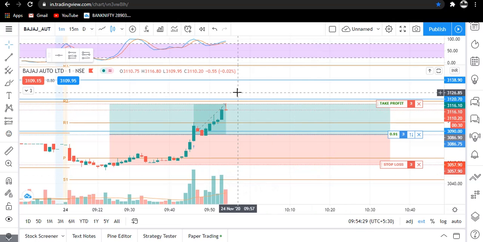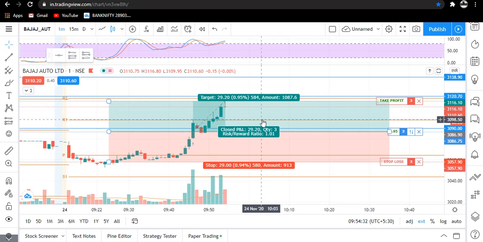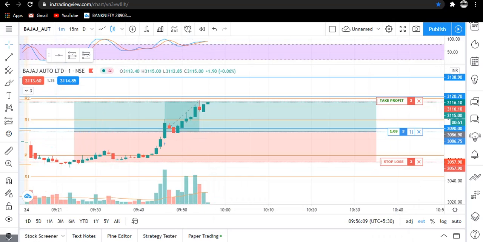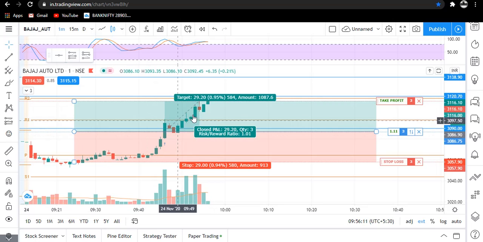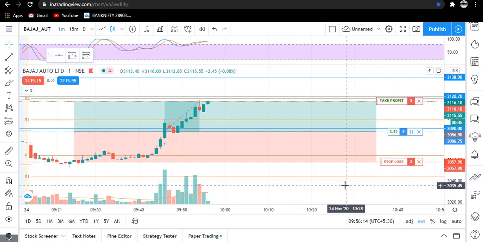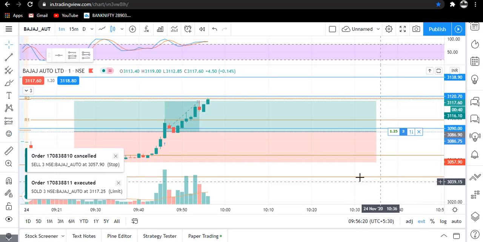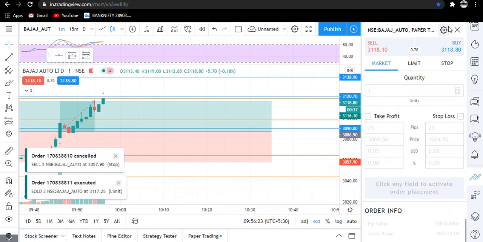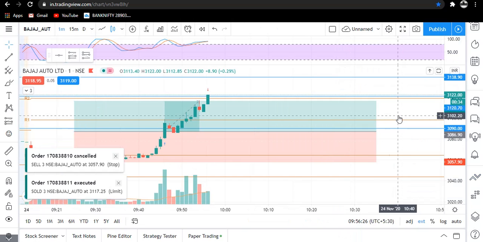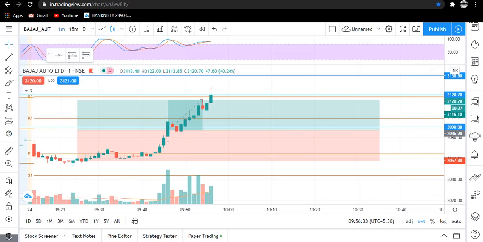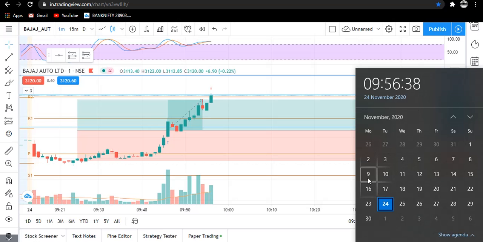Let's see. Our target survived, so no problem in that also, traders. We will wait some more. Here you can see it first tried to go towards our target, but our target order was not executed, but now it has been executed. So we have booked our profit today, traders, and we have completed our trade in only 10 minutes. Now it's 9:56 AM.